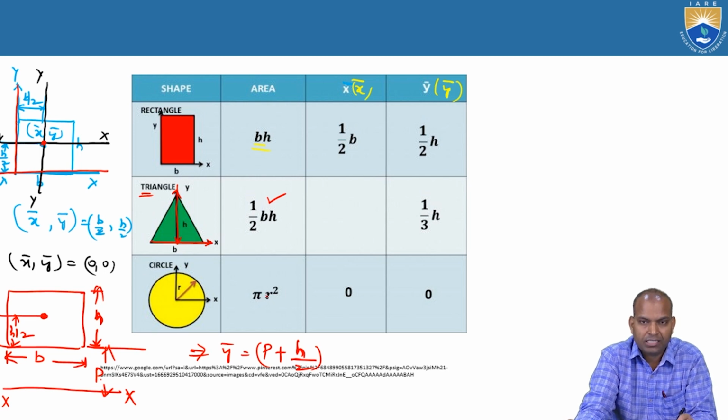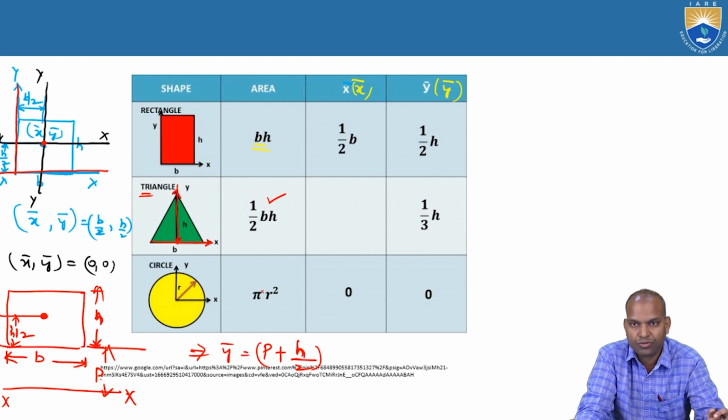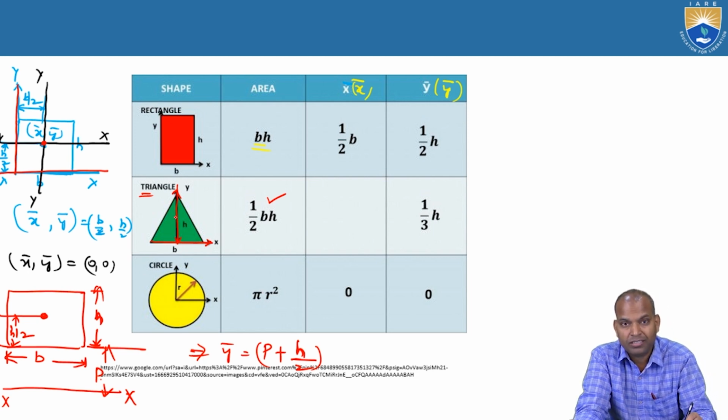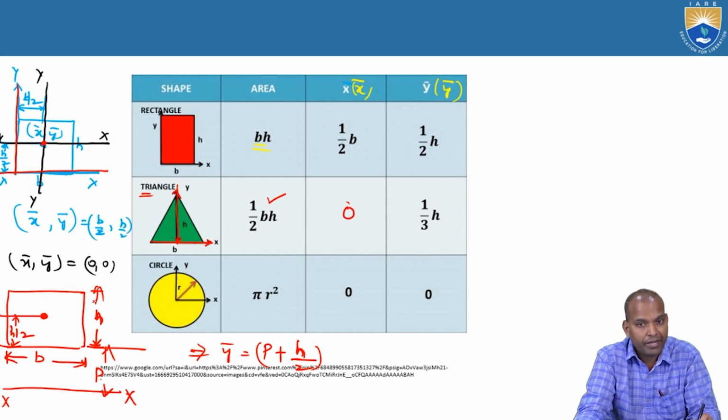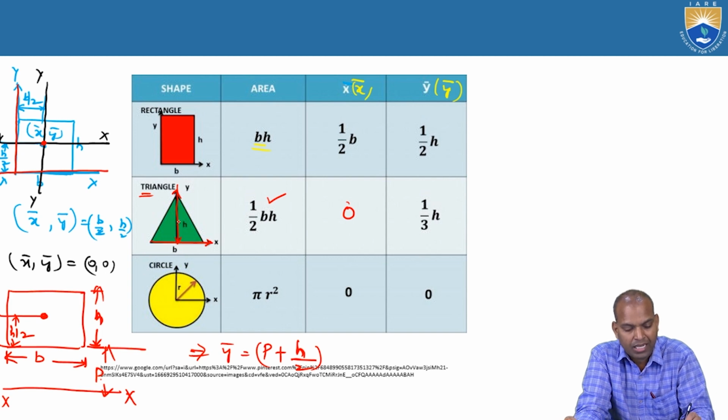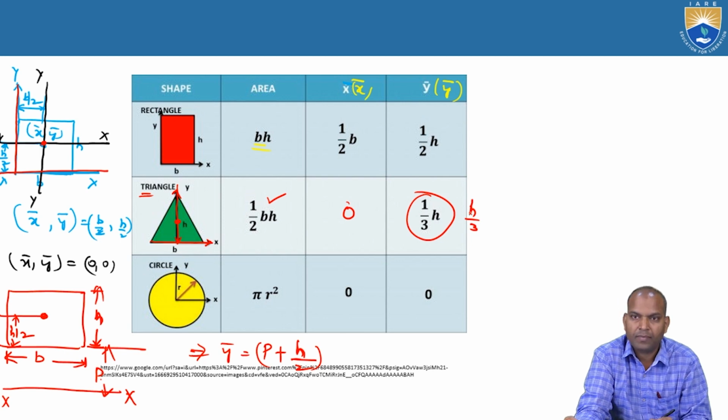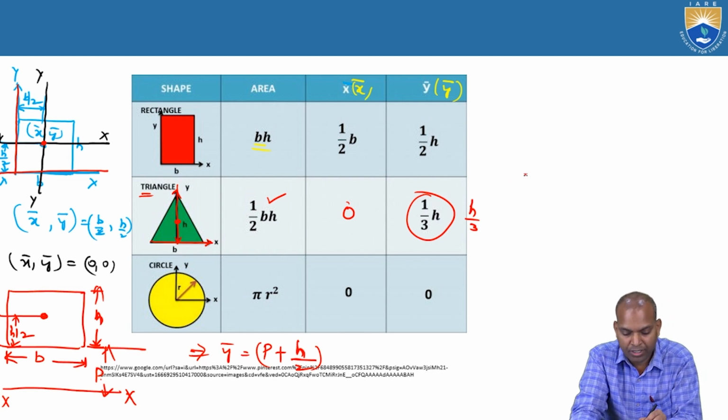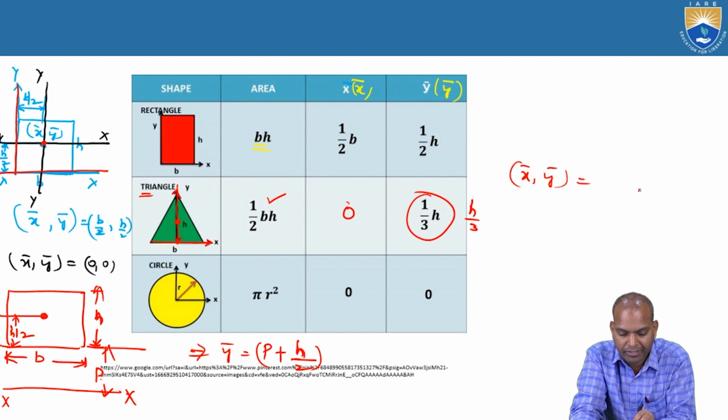What is x bar? The x bar means the horizontal distance from reference axis y. What is the horizontal distance here? It is passing through the centroid, that's why 0. What is y bar? It is the distance from the reference axis xx to the centroid, that is h by 3. So what are x bar and y bar for the centroid of a triangle? x bar is 0, y bar is h by 3.